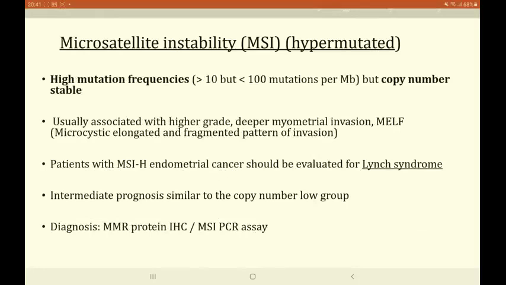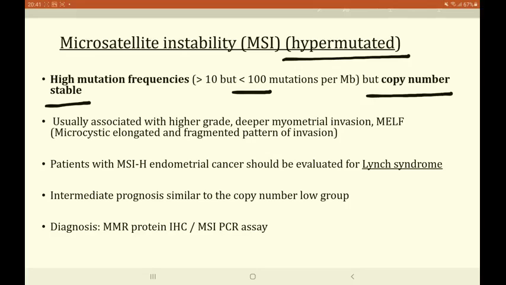The microsatellite instability group is also called hypermutated. This is not called ultramutated, unlike the POLE gene mutation, because ultramutation means more than 100 mutations per megabase, but this is more than 10 but less than 100 mutations per megabase. So we do not call it ultramutated, but we call it hypermutated. But even in this case, the copy number or the chromosome number remains stable.